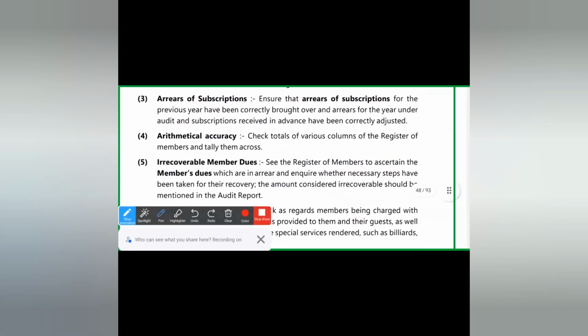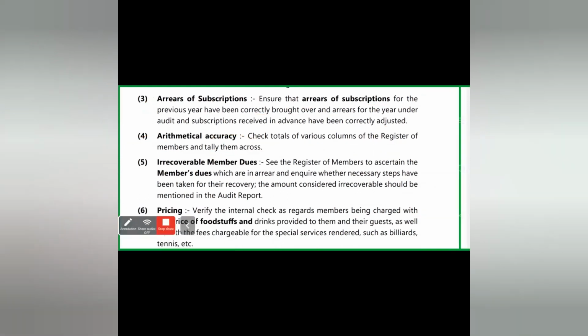In case of arrears of subscription, ensure that arrears of subscription for the previous year have been correctly brought over and arrears for the year under audit and subscription have been correctly adjusted. Of course, arithmetical accuracy, that is calculation, total of various columns of register of members, and we have to tally them across.